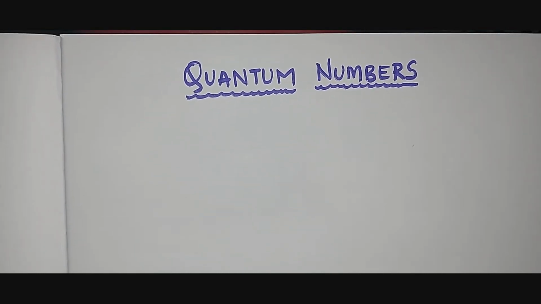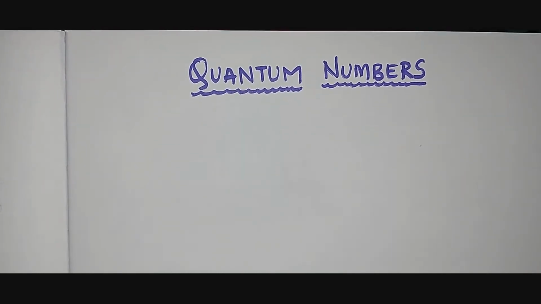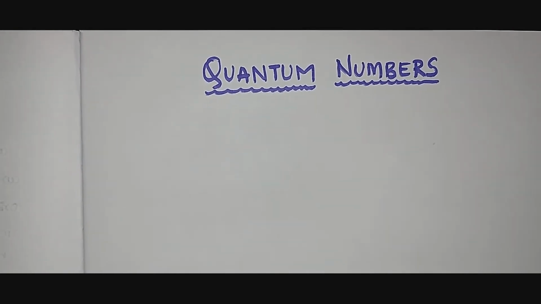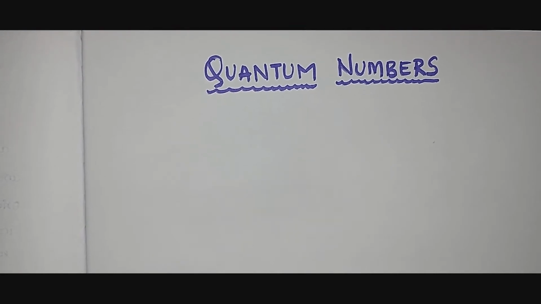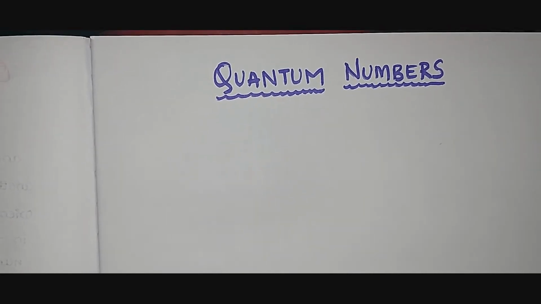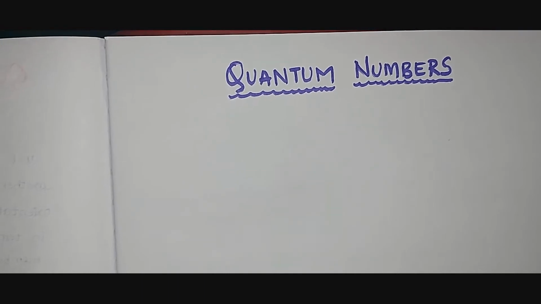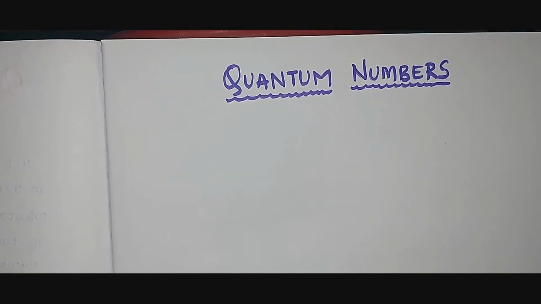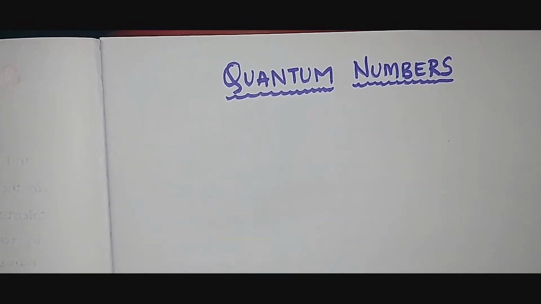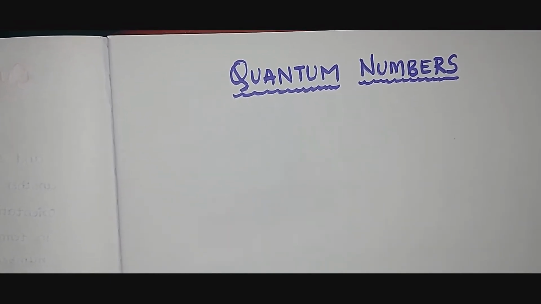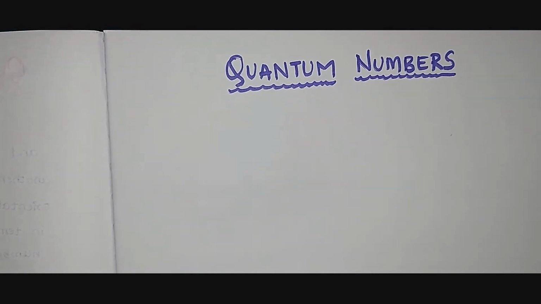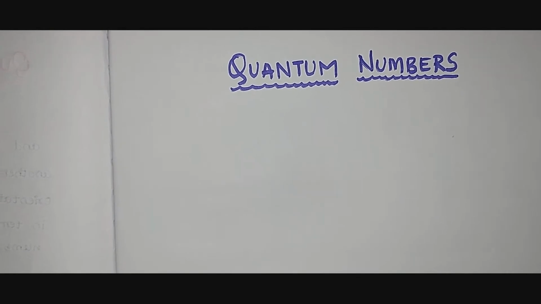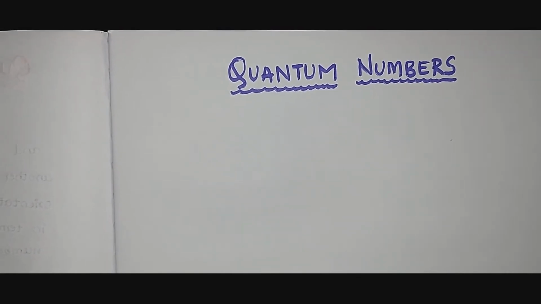Hello students, in today's video we will be discussing a set of numbers which we call quantum numbers. So what are these quantum numbers and why do we need to study them? Quantum numbers are a set of numbers which give you information about the presence of the electron in an atom: in which shell it is present, in which orbital it is present, and what is the orientation of that electron. Or else, generally you can say that it gives you the address of an electron, where the electron is present, and what is the direction of the spin of that electron.